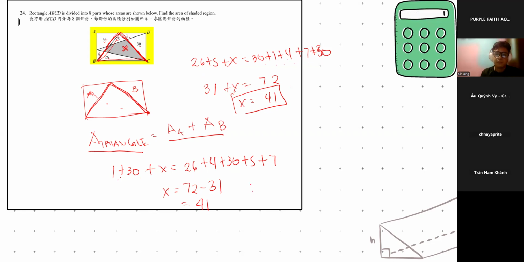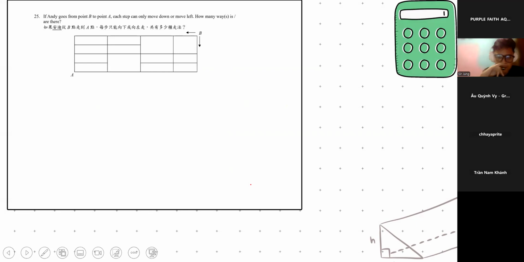Okay? So any questions? If none, we'll proceed to number 25. Okay, so if Andy goes from point B to point A, and each step can only move down or move left, how many ways are there?